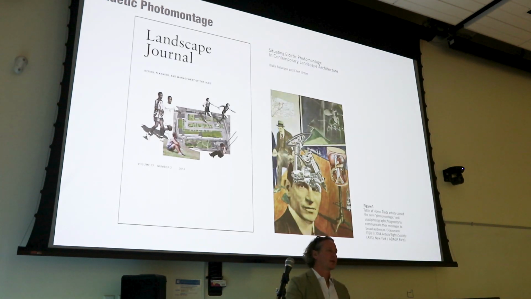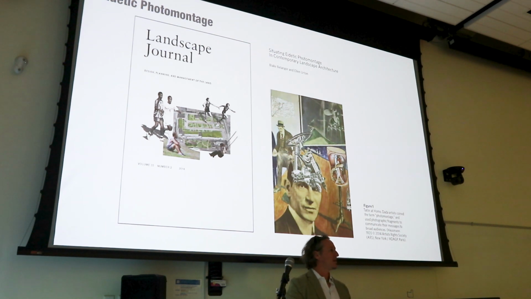But then when I moved, I went back into professional practice, and then when I moved back into academia, I was asked very early in my career, like the first month I was there or something, to give a lecture about something. The dean asked me to do it. I was like, oh, dean asked, I better do it. And so I created a lecture about photomontage, and then it rekindled my interest, and I started researching it. I did a series of presentations at conferences, collaborated with some other folks, and ended up writing a journal article in Landscape Journal called Situating Eidetic Photomontage in Contemporary Landscape Architecture.